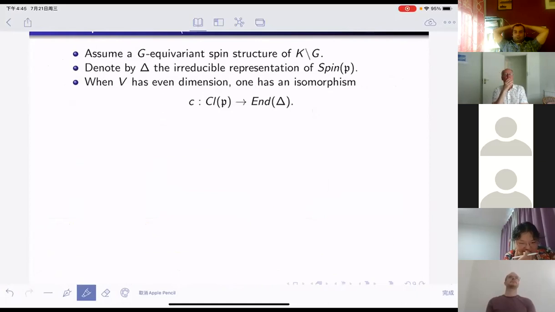Okay, so now I'm going to talk about what the Dirac operator is when we have a G-equivariant spin structure. If we have a G-equivariant spin structure, then we can form an associated bundle, just like forming the spin bundle. So recall that the spin bundle is formed by lifting a principal SO(n) bundle to a principal Spin(n) bundle.